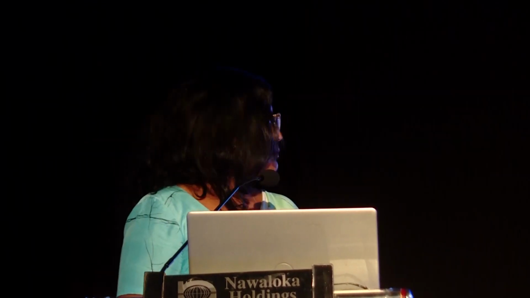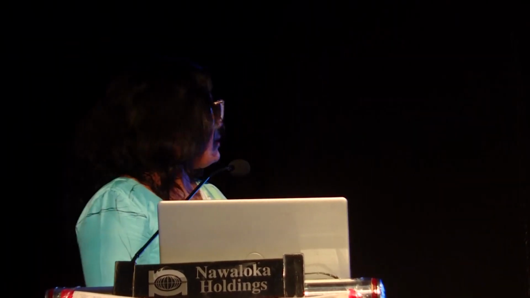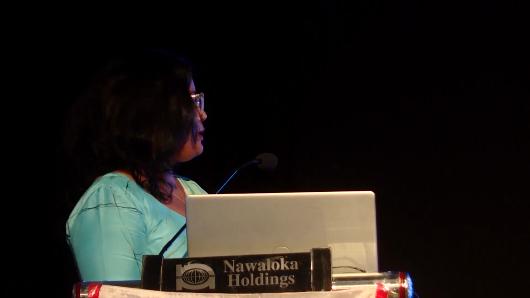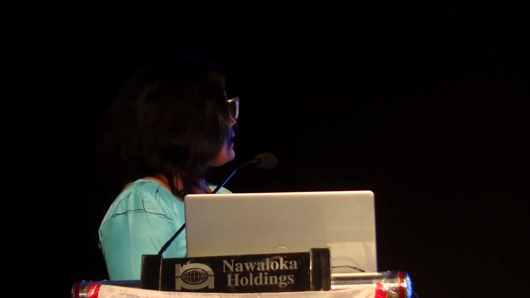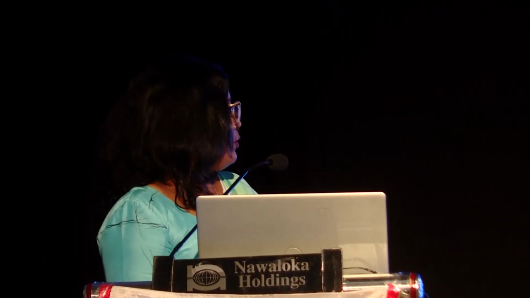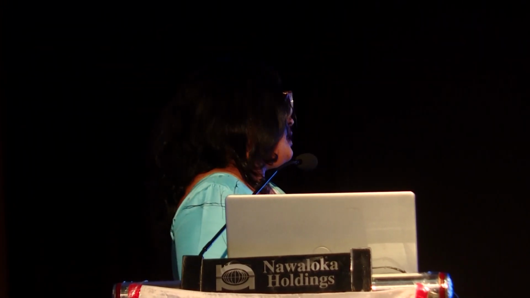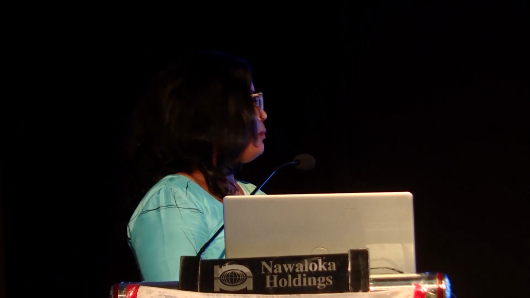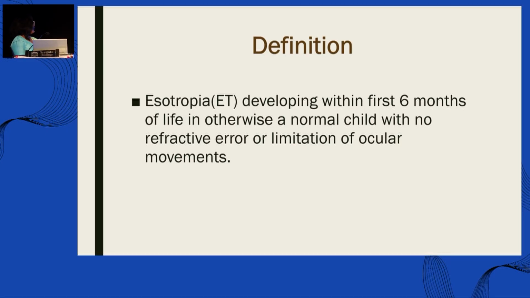So, infantile esotropia, importance of precise diagnosis. If we talk about the definition, it's esotropia developing within the first 6 months of life, in an otherwise normal child, with no refractive error or limitation of ocular movements. Earlier, infantile esotropia was also named congenital esotropia, but most of the time it develops within the first 6 months, so it's renamed as infantile esotropia.